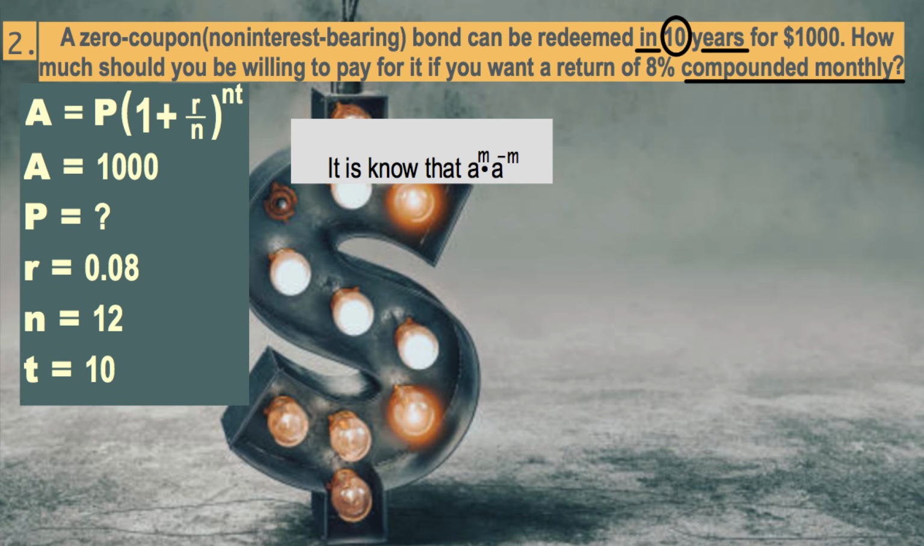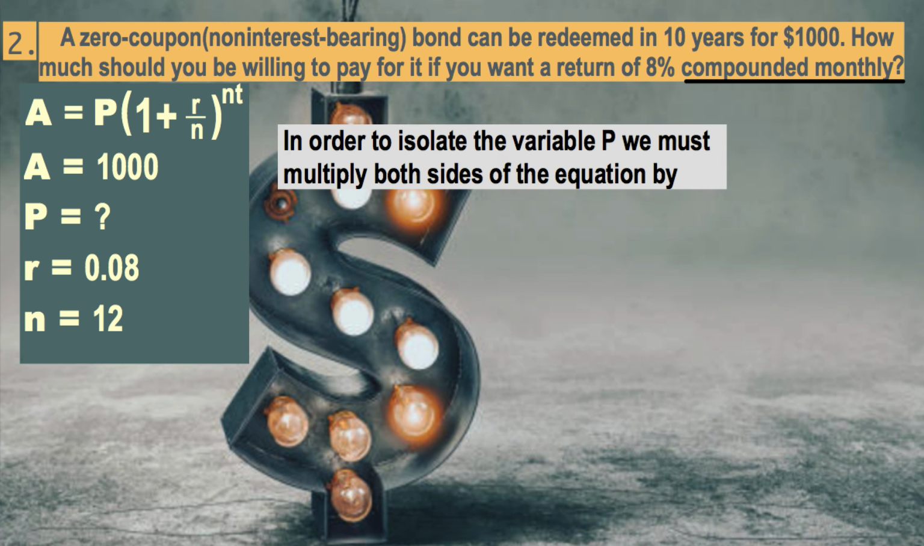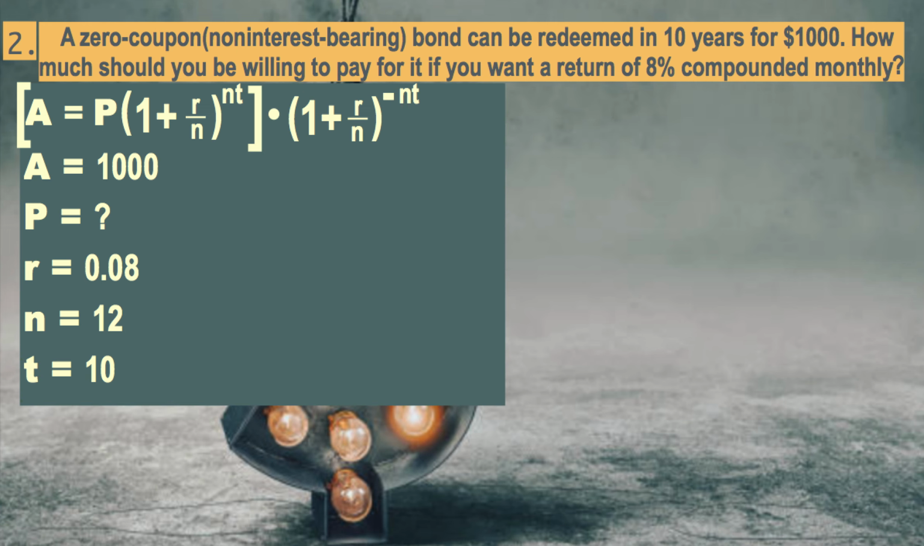It is known that a to the m times a to the negative m equals a to the 0, which equals 1. So to isolate the variable P, we must multiply both sides of the equation by the quantity 1 plus r over n raised to the power negative nt. Thus, P equals A times 1 plus r over n, everything raised to the power negative nt.